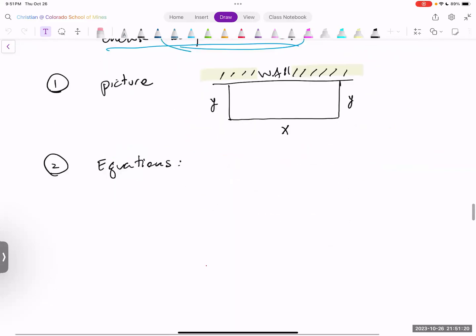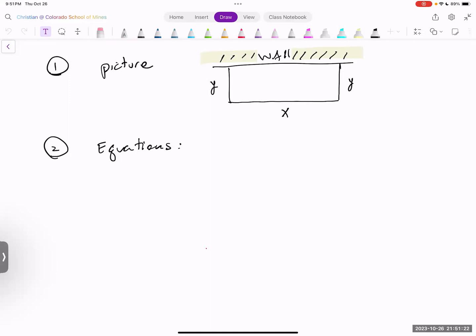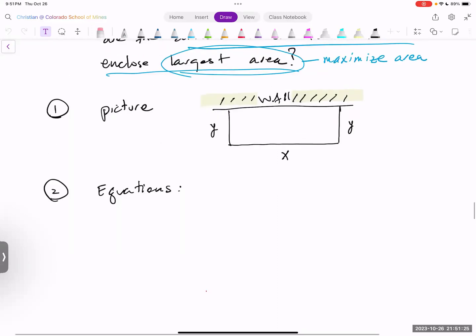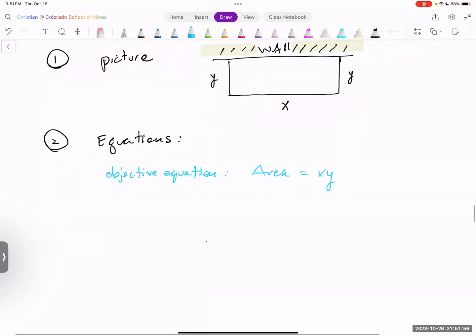So we've drawn a picture. That's usually our first step. Then let's come up with some equations that express our situation. What we're really going to want is an equation for area, since that's what we want to maximize. We're going to call that equation an objective equation. So our objective equation, the equation we want to optimize, in this case maximize, is area, and area is equal to X times Y in our picture.